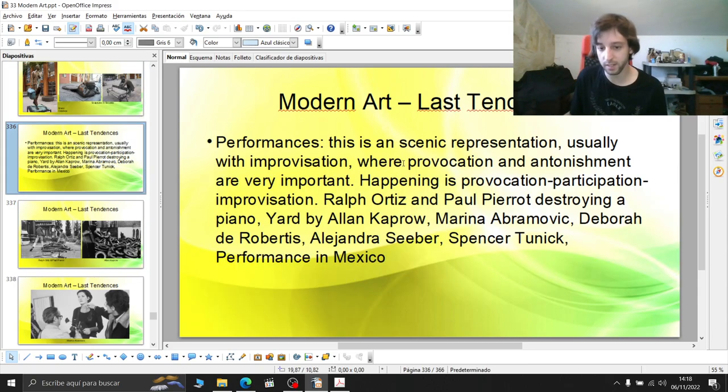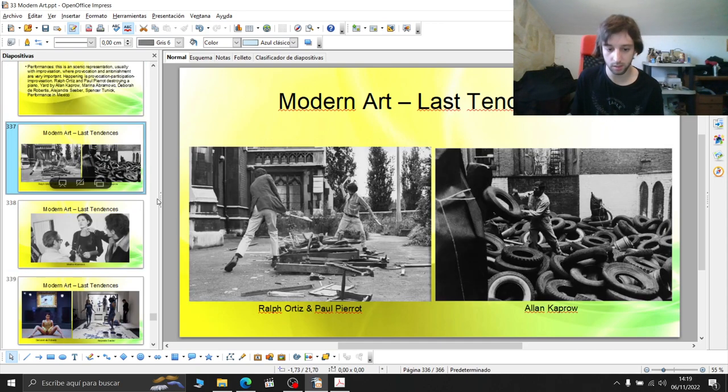Performance, this is a scenic representation, usually with improvisation, where provocation and astonishment are very important. Happening is provocation, participation, improvisation. Ralph Ortiz and Paul Pierrot destroying a piano, Marina Abramovic, Deborah De Roberti. Here you see just different artists.